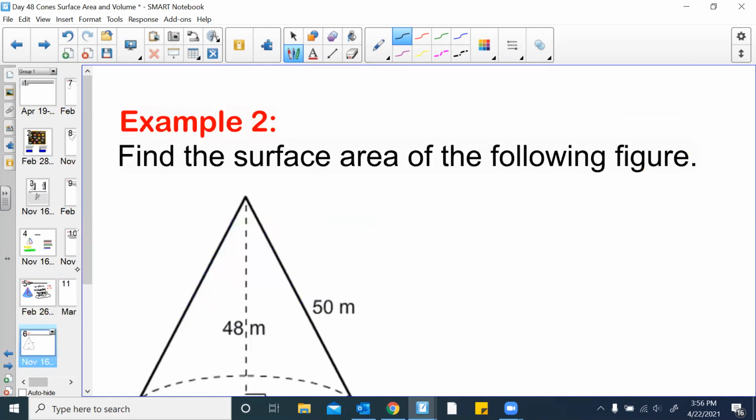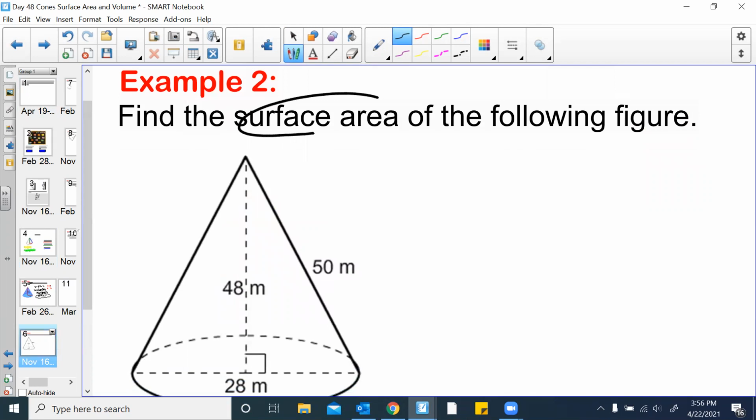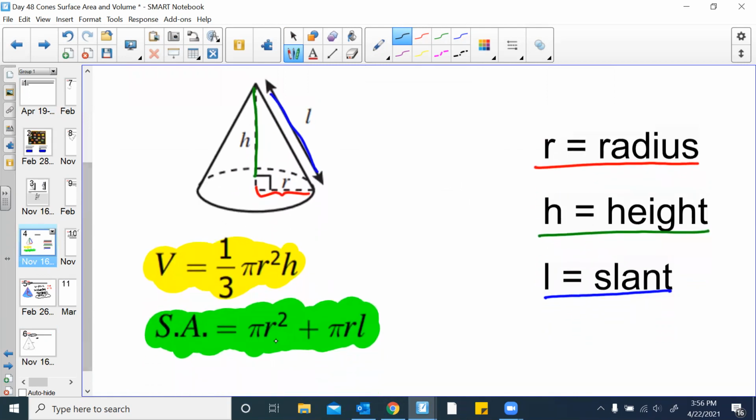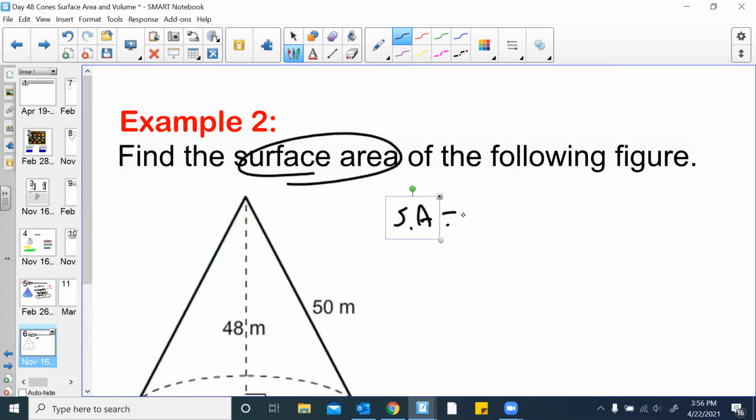Oops. All right, now we are looking for surface area. The first thing I want to do is go get my formula. Surface area is kind of long: pi r squared plus pi r L, where L is the slant.